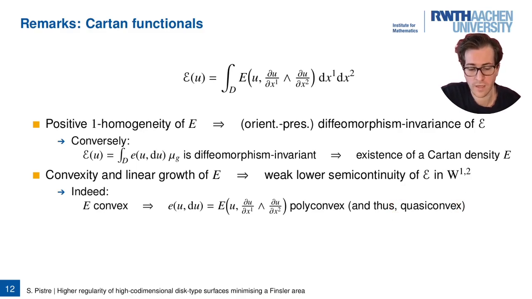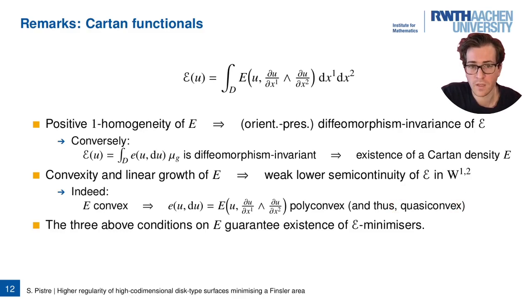Okay, and 2 more remarks. So very important 2 remarks. The 3 above conditions, as you see them, do guarantee the existence of minimizers. So if we can meet these conditions, then we don't need to prove anything, because it already is a theorem in this framework established by Hildebrandt and von der Mosel.